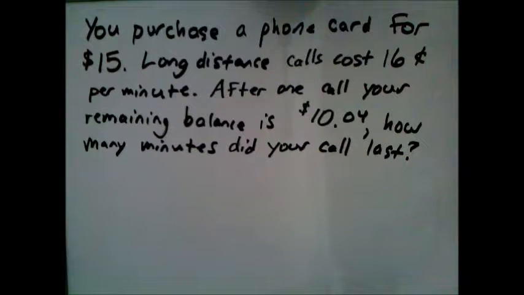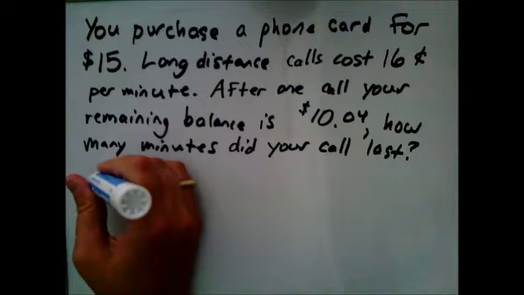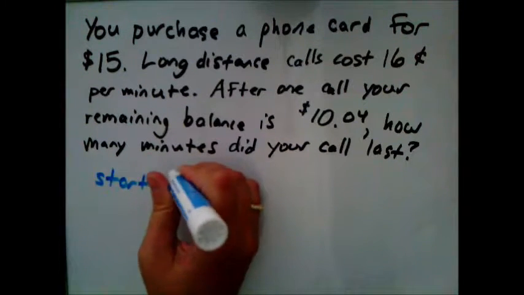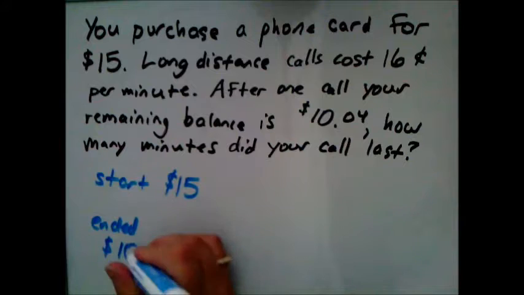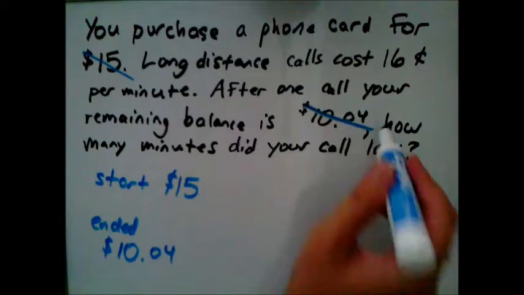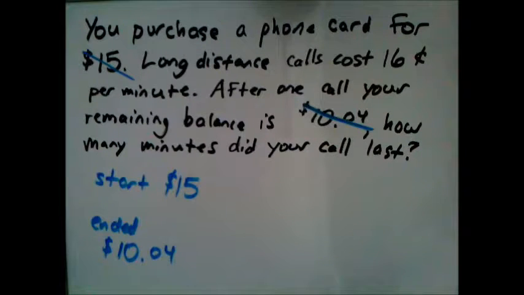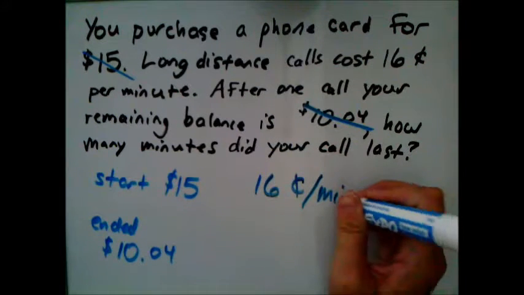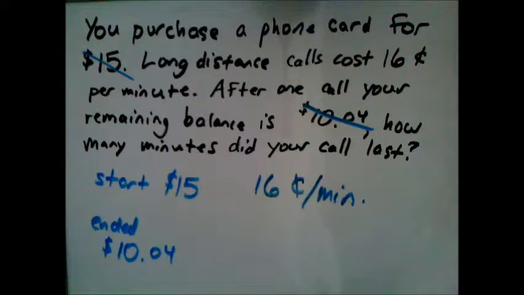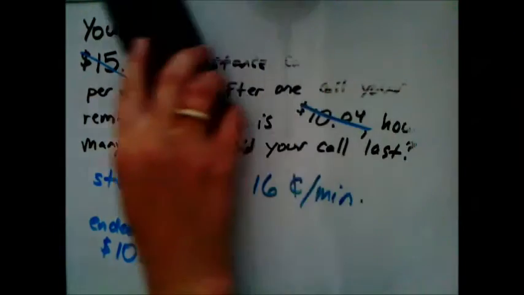Okay, but the best part about story problems, you can usually take this whole little mini paragraph and boil down just the information you need to really very little. So if I read through this, what's important? Well, that I started with $15 on my card and I ended with $10.04. So I use that piece of information and that piece of information. And the only other thing that's really pertinent in here is that these calls cost 16 cents per minute. So we can erase this whole paragraph. We have all the information we need, and we just want to know how long did this call last.